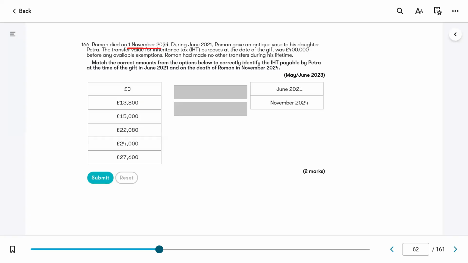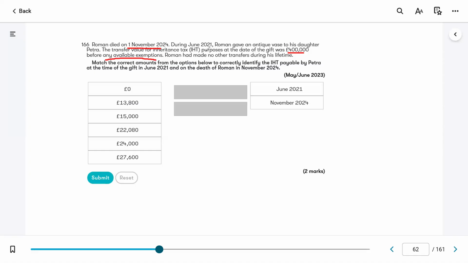The transfer value for the inheritance tax purposes at the date of the gift was 400,000 before any available exemption. So no exemptions are deducted here. This is before the exemption, so we're going to deduct the annual exemption here. And Roman had made no other transfers during his lifetime.